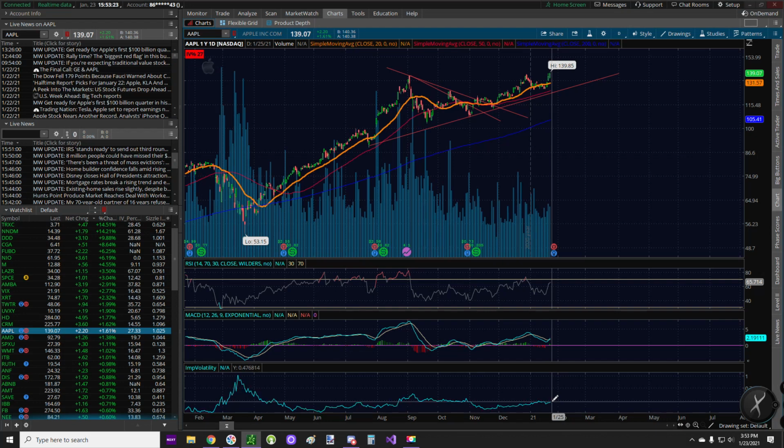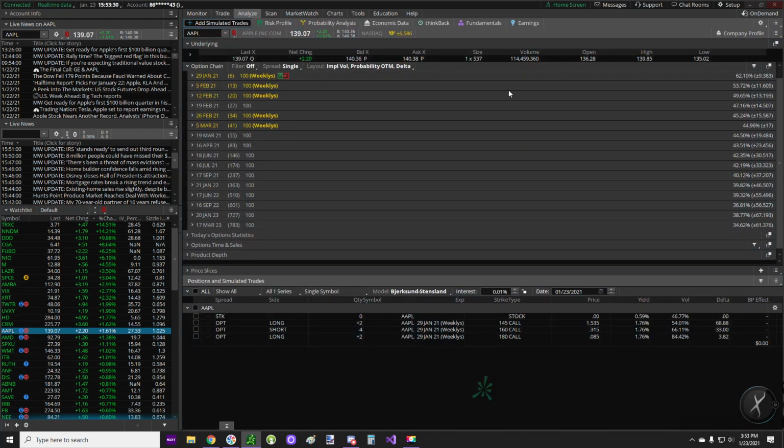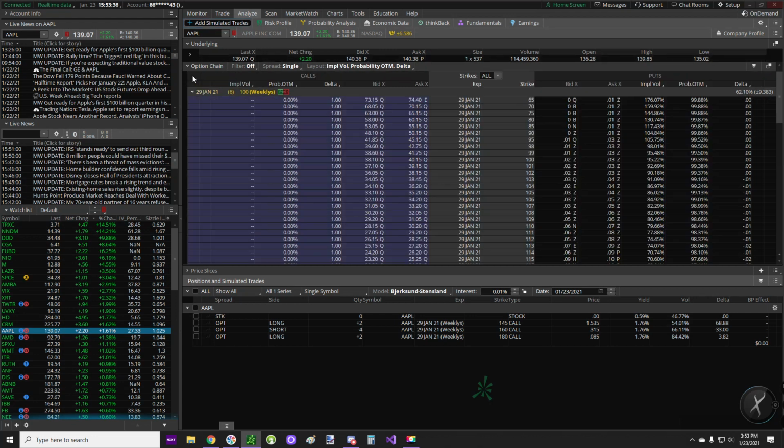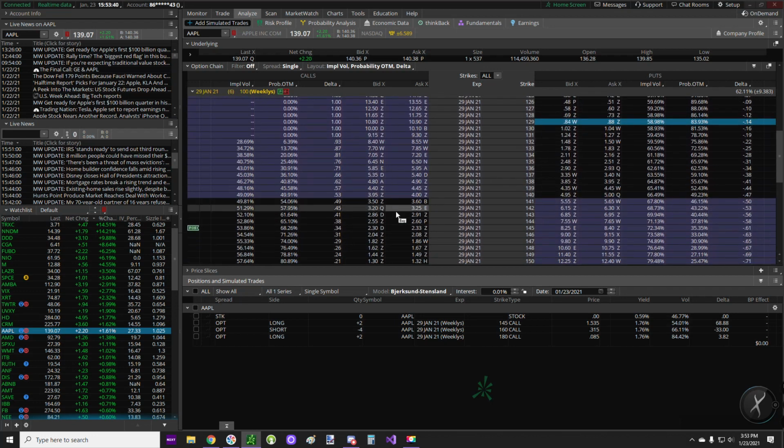So you can see it rising over the past couple months. And if you go back to the Analyze tab, you can see that we have a 62%. So greater than 60% is what we're looking for typically. And it's next week. So we can scroll down and we can look at our calls, right?